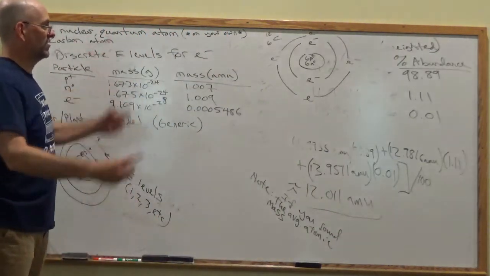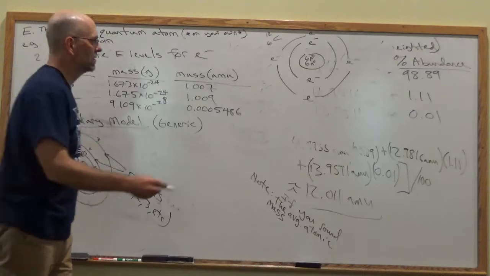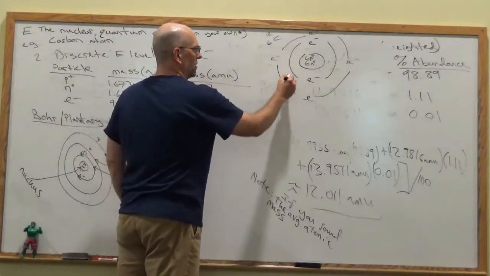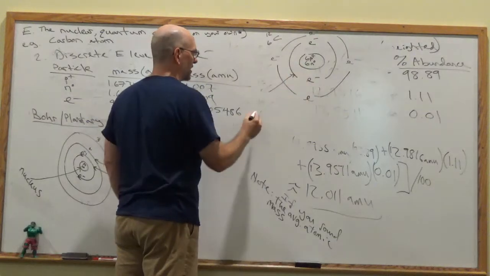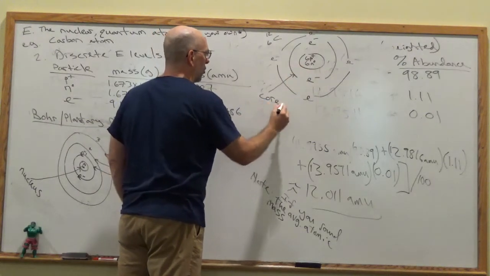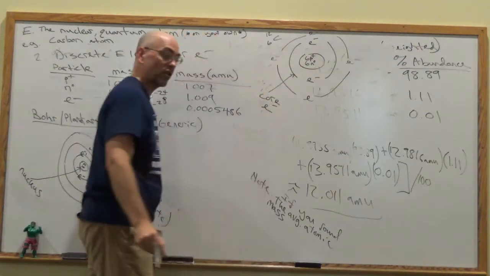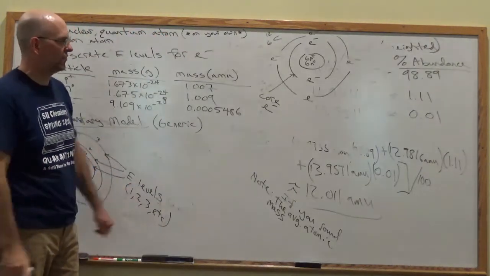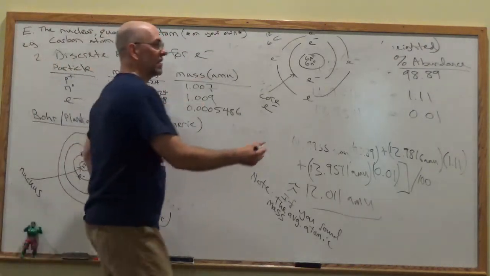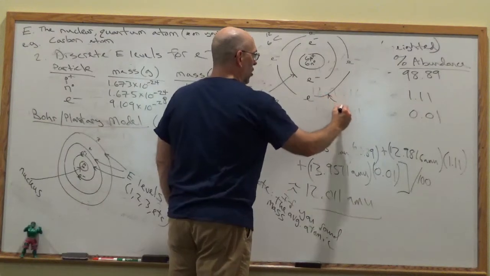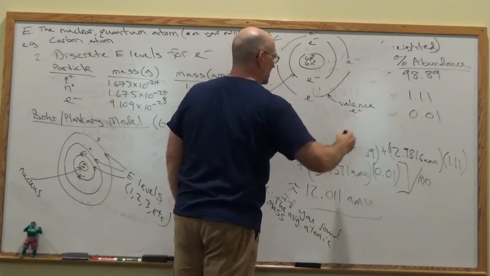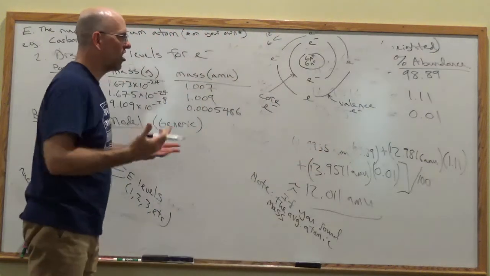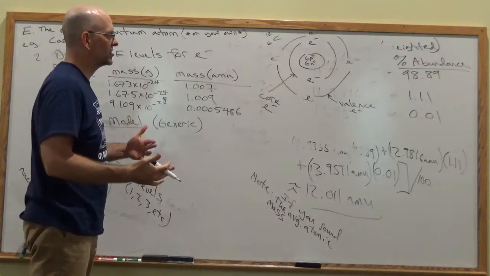Okay, I might as well sneak in a few more things here. If you have a full energy level, it's completely full, there's no more that can go. These are called core electrons. They're very stable. It's a very stable energy level. Those are called core electrons. The electrons that are on the outside are called valence electrons. It's a Latin word, it means strong, it's just a historical word that's used.